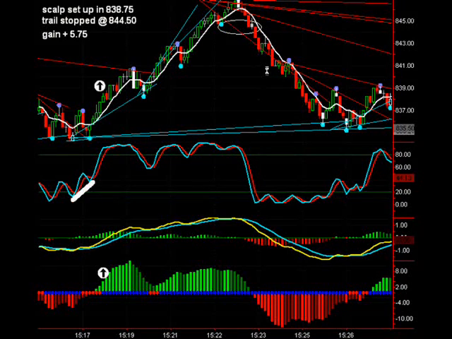My rules are I don't trade before 9:40 and I don't trade after 3:30. And typically I won't trade during lunch, but if something sets up and I happen to be at the computer, then I will take it. And that's just my preference. That's what I like to do.